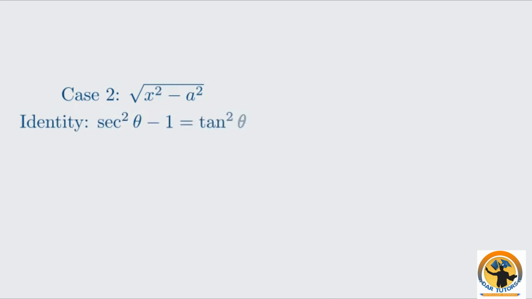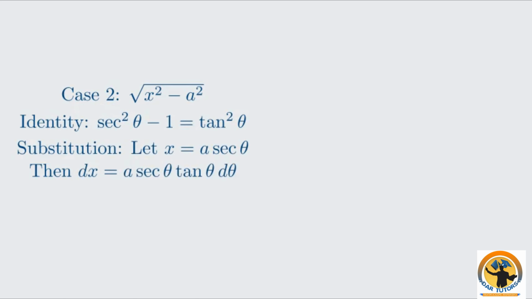Let's look at another type of trigonometric substitution, this time for expressions of the form the square root of x squared minus a squared. For this form, we use the identity secant squared theta minus 1 equals tangent squared theta. The appropriate substitution is x equals a secant theta. This leads to the square root simplifying to a tangent theta.